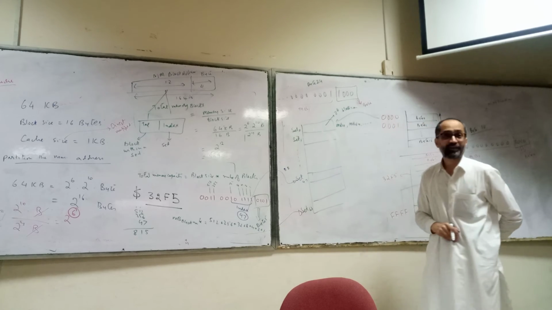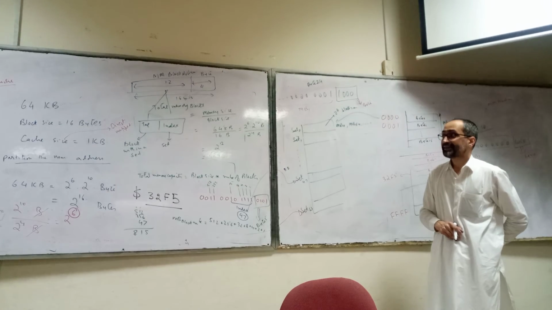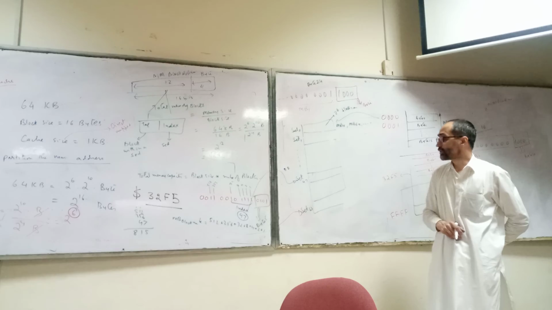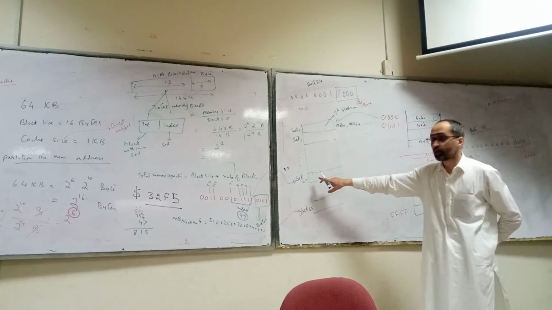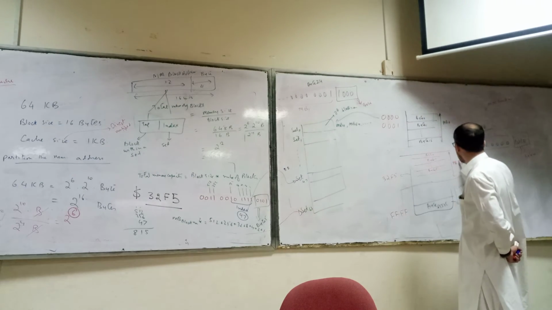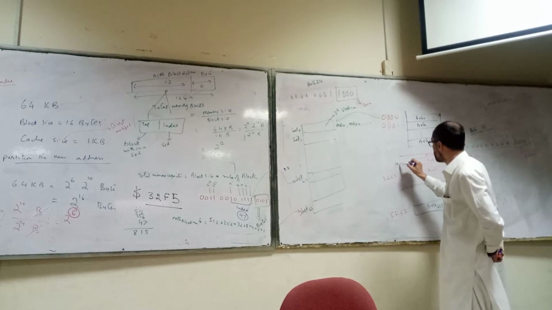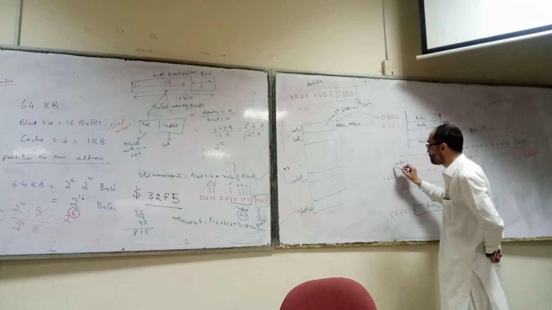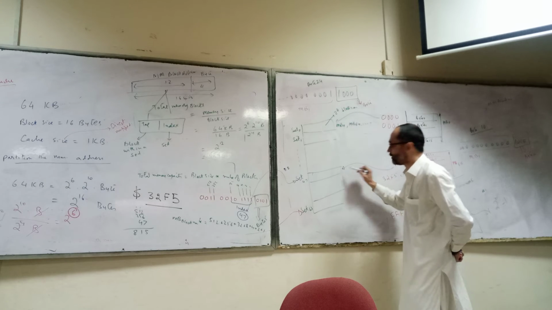How many sets are there? 2 to the power 6. 64 sets. So this main memory block 815 is mapped to set number 47.